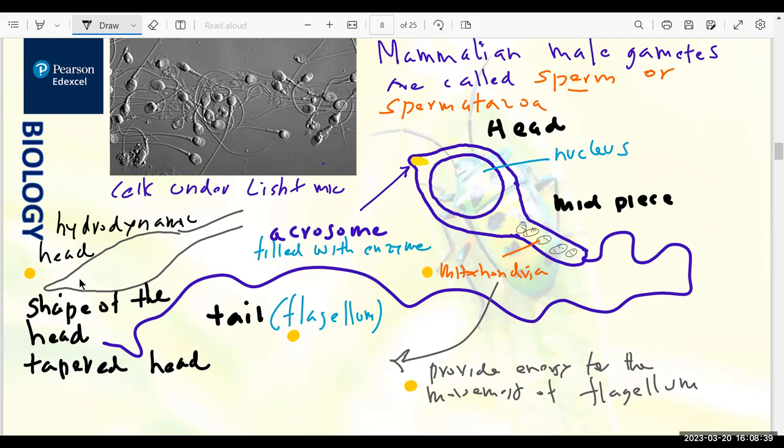Sperm cell: number one point, smaller. The tail or flagellum is important for swimming, and mitochondria provide energy. Inside there is a structure called the acrosome. Shape: hydrodynamic, which helps to reduce resistance. So before we come to fertilization, I think we stop here for the sperm cells, so we can check other things later when we are learning fertilization.